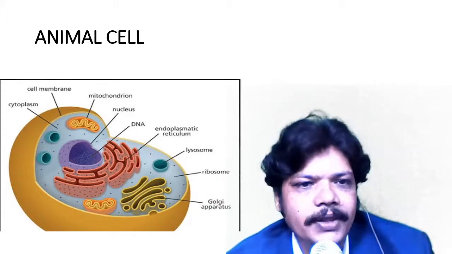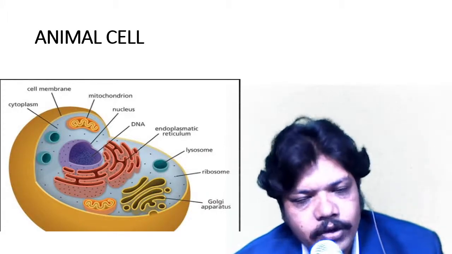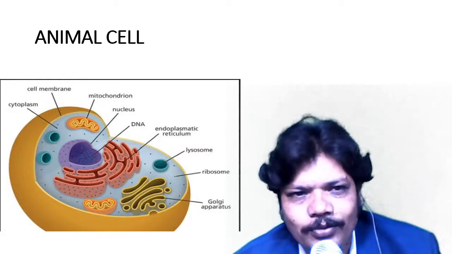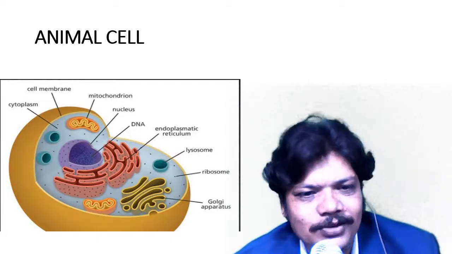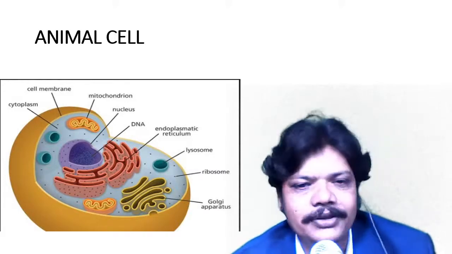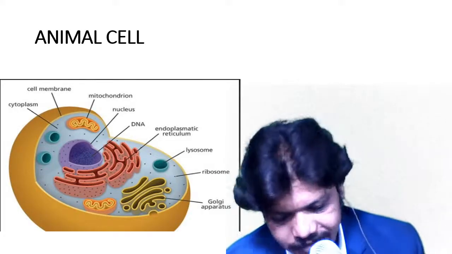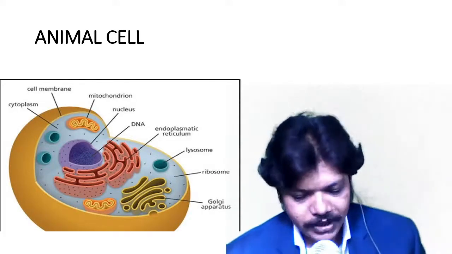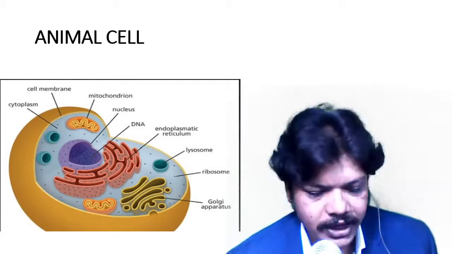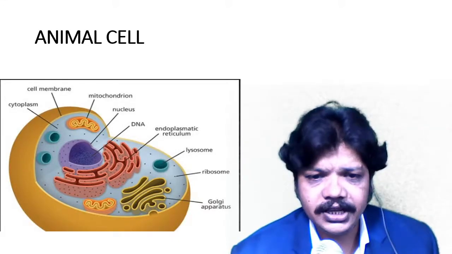So these are the animal cell and its organelles, meaning parts of the cell. What is meant by organelles? Just the parts of the cell. Whichever parts are present in the animal cell are nothing but the organelles.